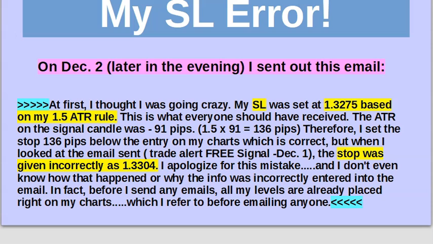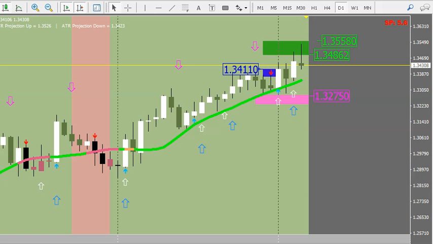Okay, so we're going to go to the charts. Okay, guys, this is the British Pound USD daily chart. Each candle is a day's worth of price movement. And it was on December 1st I gave you the signal. Here's the entry: 1.3411, right there, guys. Can you see it? So the signal was given right there.